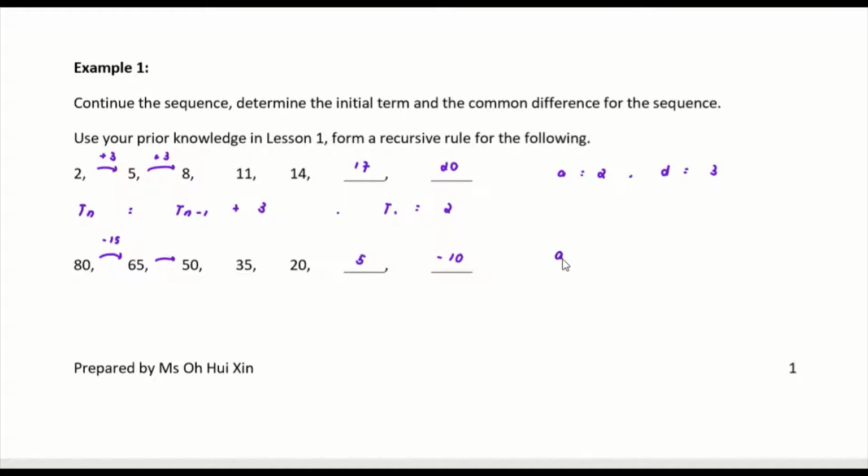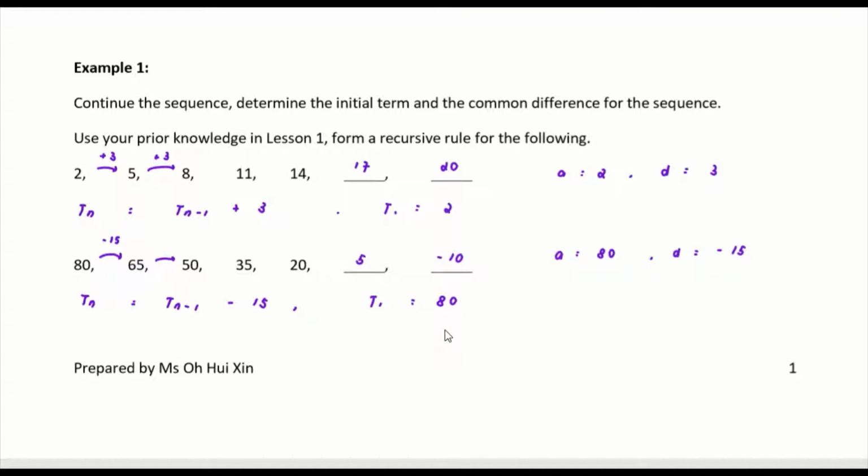Okay, so in this case, our initial term is equal to 80, and the common difference is equal to negative 15. It's very important for you to identify whether it's positive or negative, because if your common difference is negative, you can see the numbers decreasing. If your common difference is positive, you can see the sequence increasing. So for the recursion, to find the nth term, we use the previous term, the n minus 1 term, minus 15. And our initial term is 80.